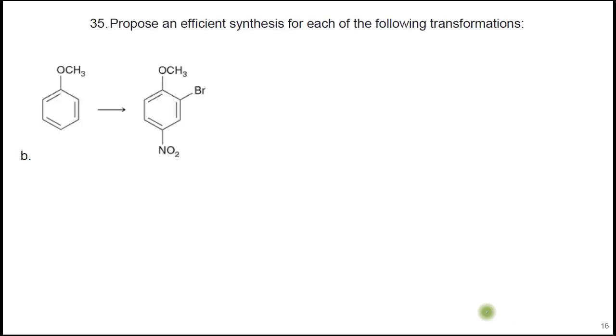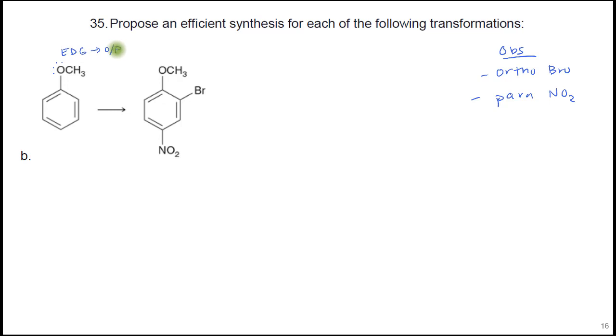Here we're looking at proposing a synthesis. Things to observe: I've added an ortho-bromo and a para-nitro. If we look at our starting material, this is anisole. We have an oxygen here with lone pairs. It's not multiply bonded to anything else. This is an electron donating group, and that is an ortho-para director.